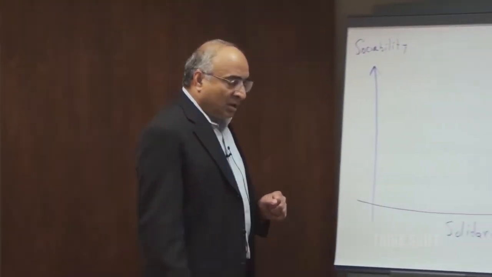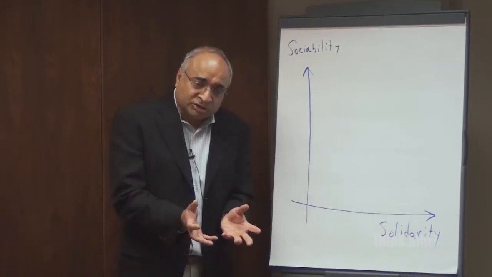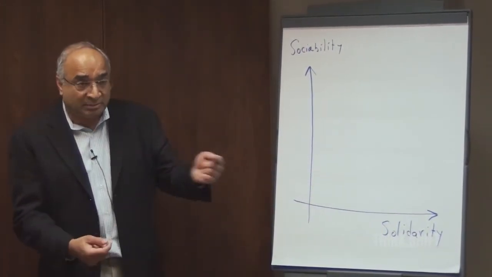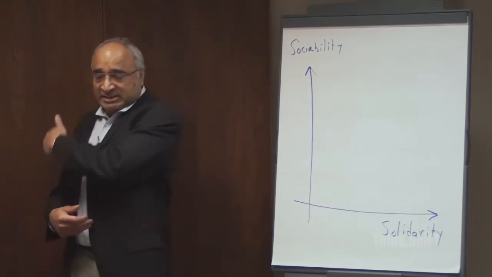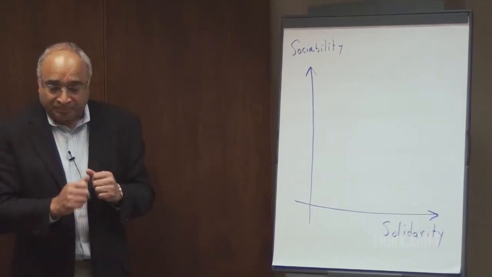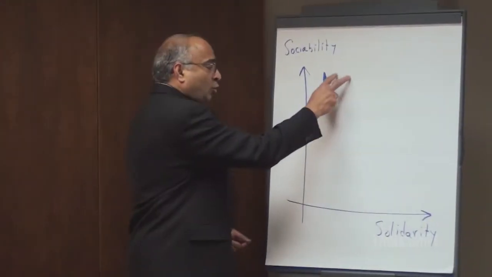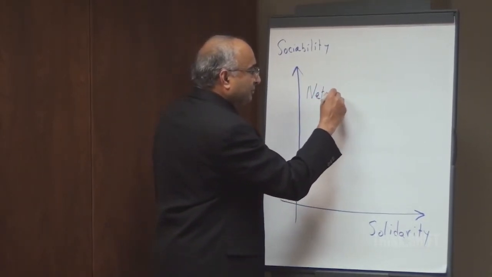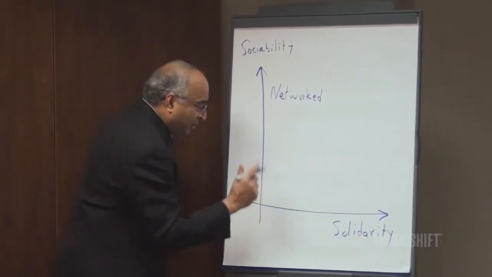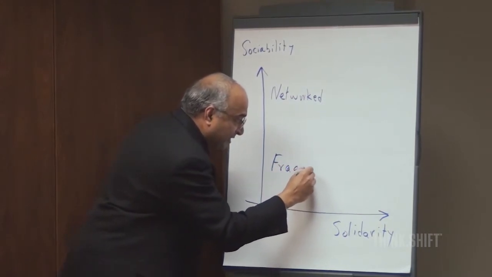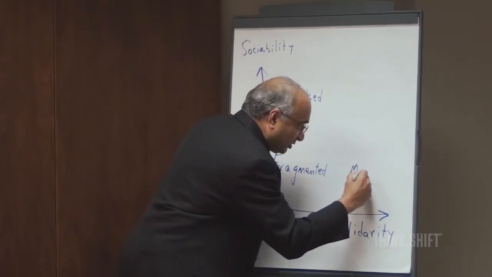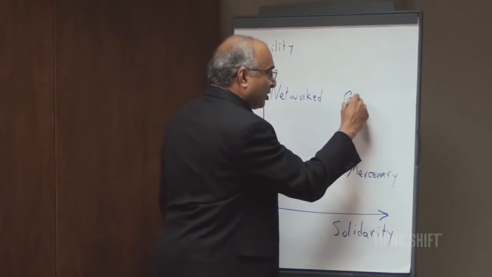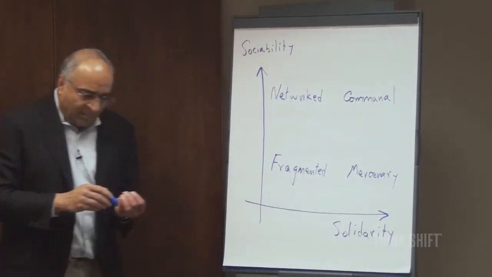Different cultures emphasize different aspects of these 2 dimensions. Remember, solidarity is how collectively focused are they on the mission, not how individually they are focused on the mission. Similarly, sociability isn't how do I socialize as a person, but how do we collectively socialize as a group. So, they talk about the 4 quadrants of this model. This group here they call a networked organization. Here they call this group a fragmented organization, a mercenary organization up here, and a communal organization up here. Let me describe each one of them.